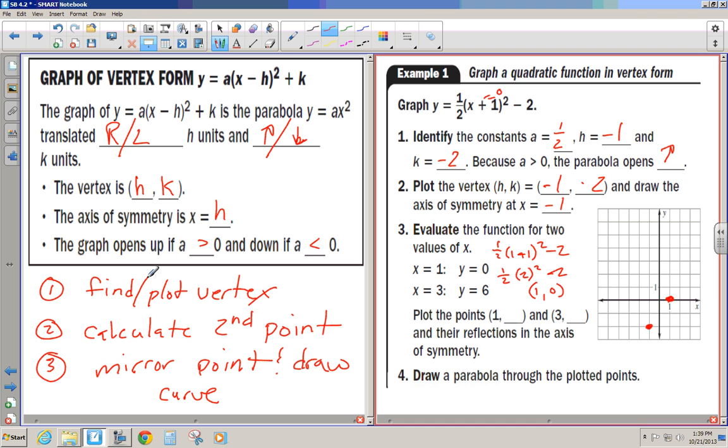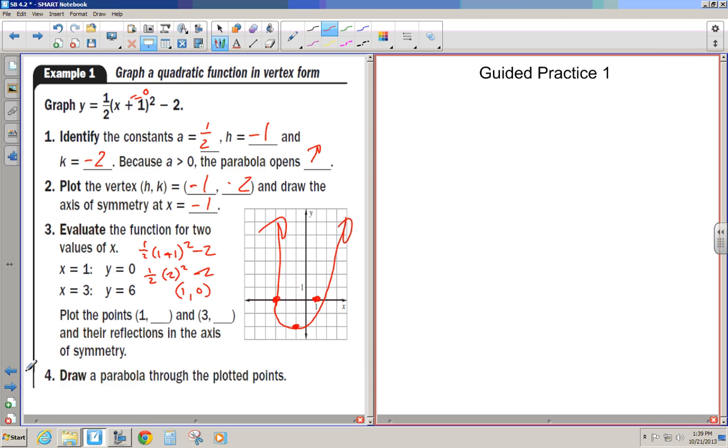Well, we found and plotted the vertex. We calculated a second point. We did a mirror of the point. And draw our beautiful shaped U, or parabola. So, guided practice number 1.